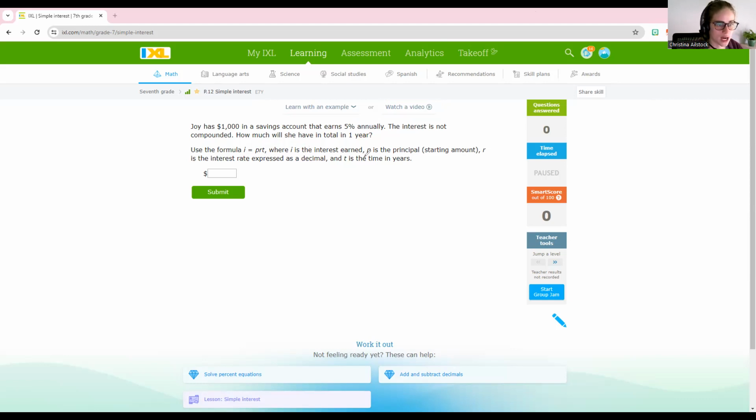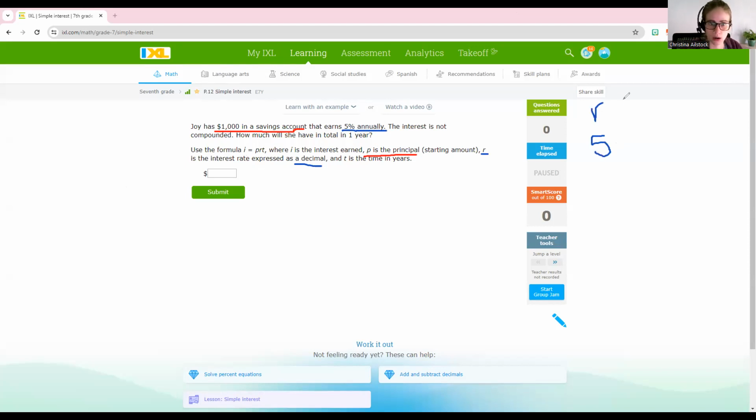But first step is we need to find the principal. So that's the starting amount. And I see here that she started with $1,000 in her savings account. All right, the next thing we need is R, which is our rate. And please note that it says your rate expressed as a decimal because our rate is 5% annually. Well, whenever we're dealing with percentages, whether it's simple interest or tax or tip or simply just finding the percent of a number, we need to convert that percentage into a decimal before we do our multiplication. So let's go ahead and do that off to the side here.